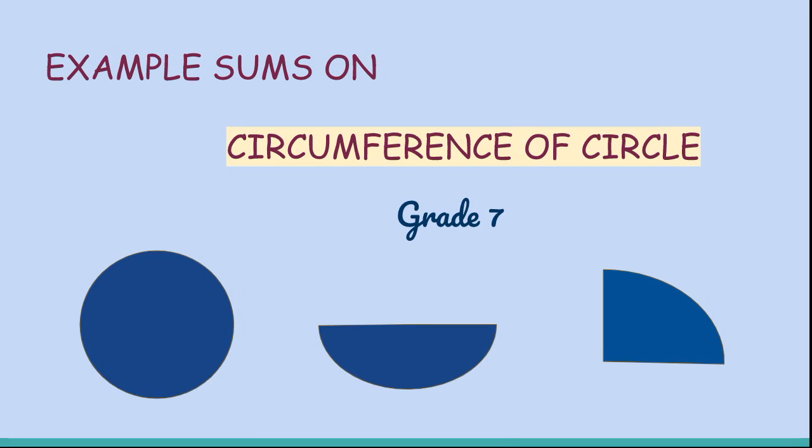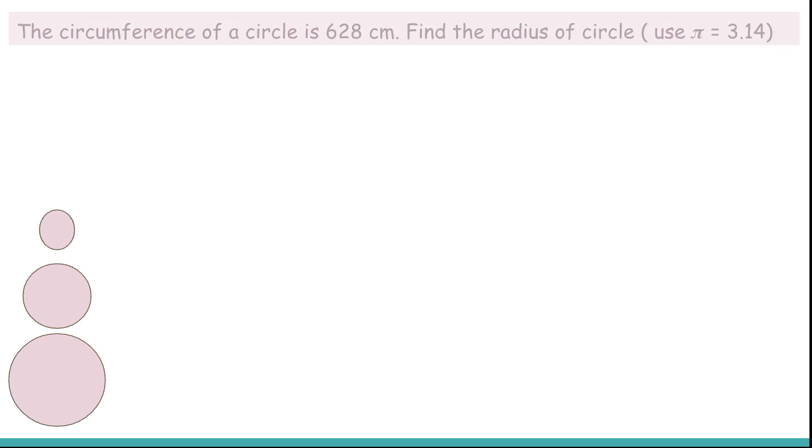Today in this video, let us discuss some example sums on circumference of circle. The first example is: the circumference of a circle is 628 centimeters. Find the radius of the circle. Use pi value as 3.14. First, circumference is given and radius is being asked.